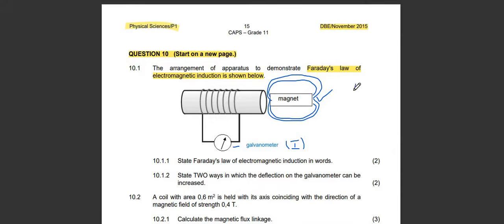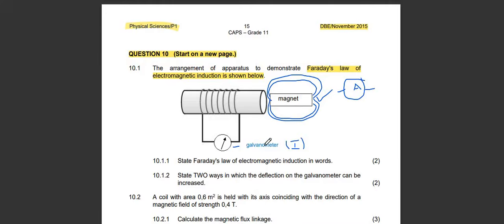Because remember, another meter that we use to measure current is an ammeter, right? The difference between an ammeter and a galvanometer is that the galvanometer is able to detect very small amounts of current, and it is also able to tell us the direction of that current, whether it's from the positive to the negative or from the negative to the positive. But with an ammeter, you only know the magnitude, not necessarily the direction.